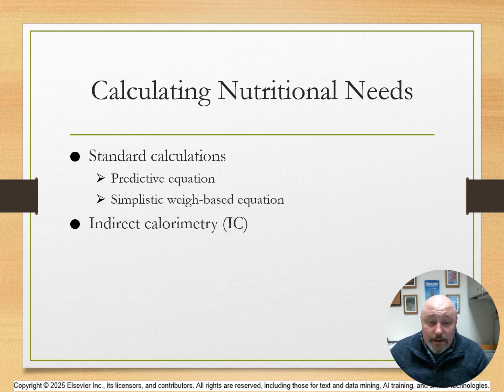When calculating the patient's needs, we're going to look at their indirect calorimetry. I hope I'm pronouncing that right. We'll call it the IC. And the IC is the most accurate method of determining the patient's energy expenditure. Other methods include standard calculations like predictive equations and simplistic weight-based equations.